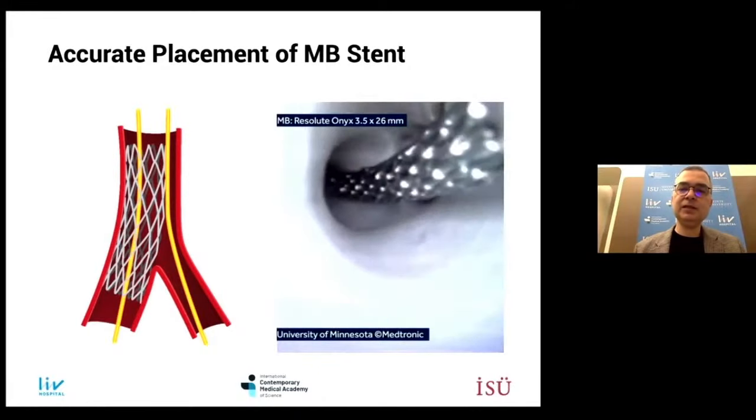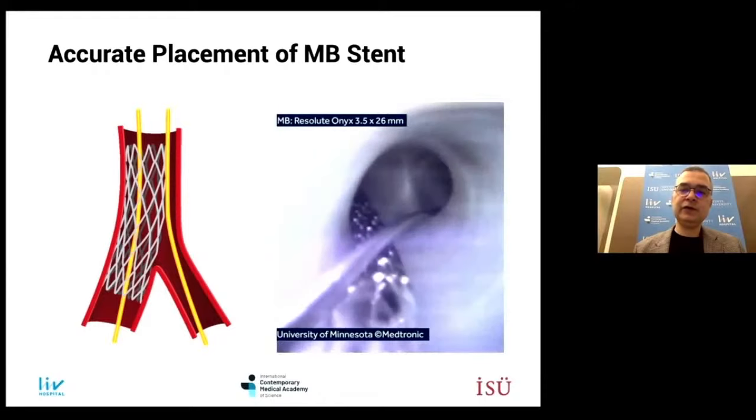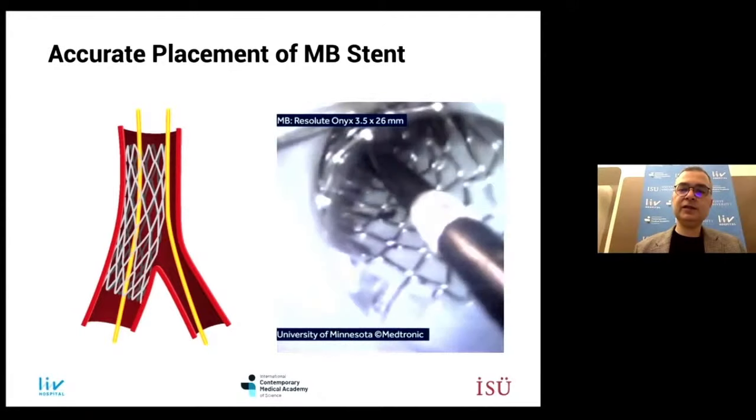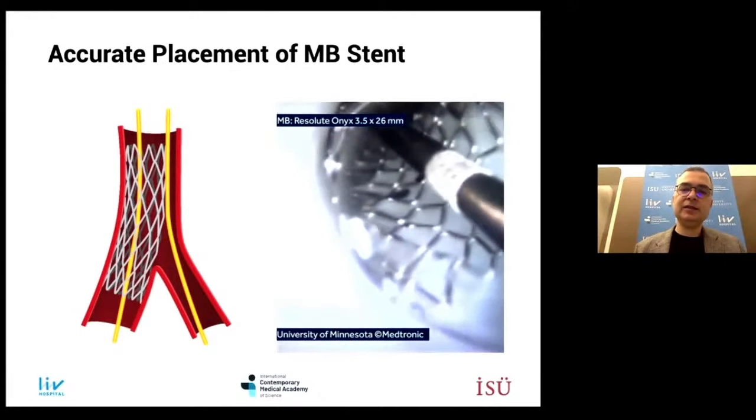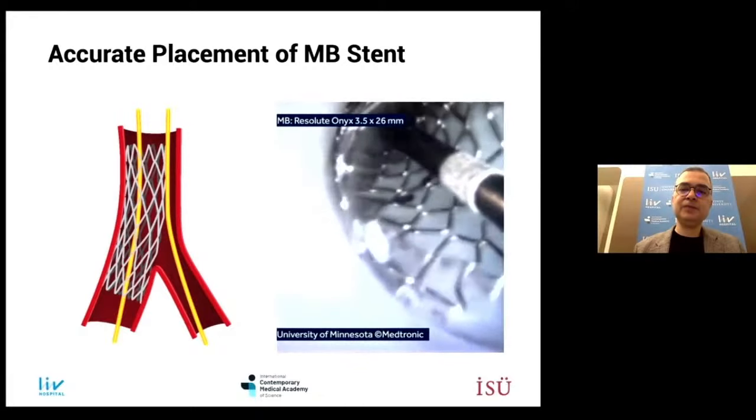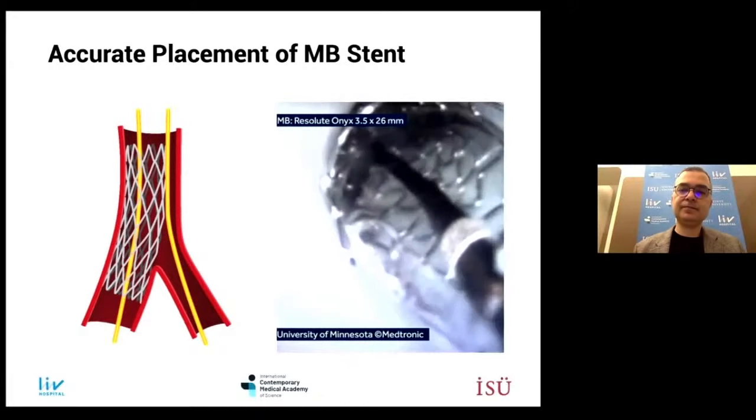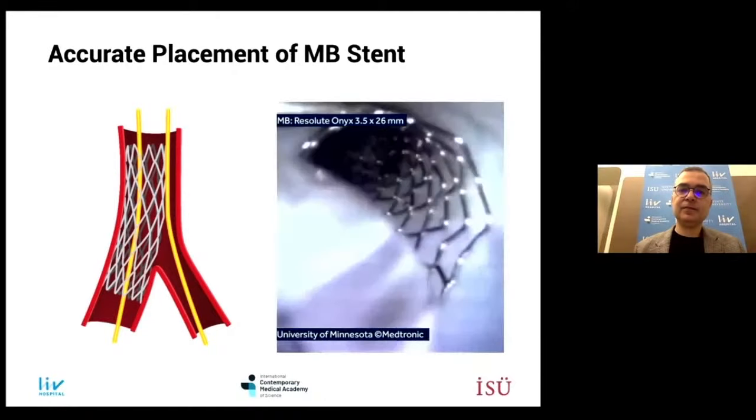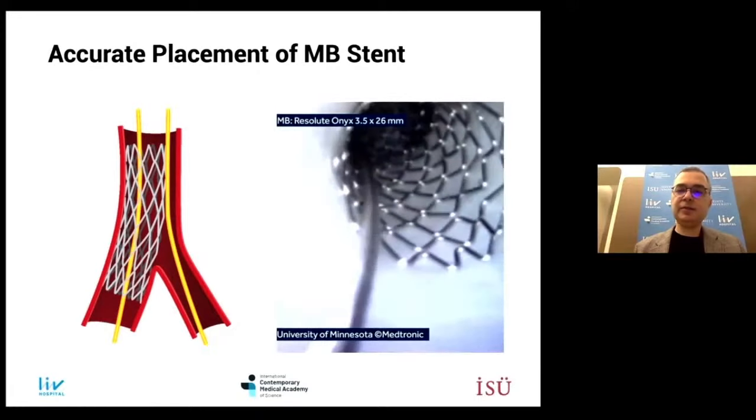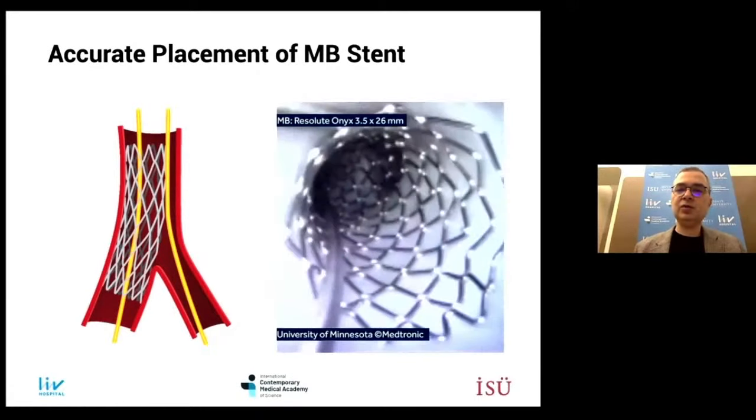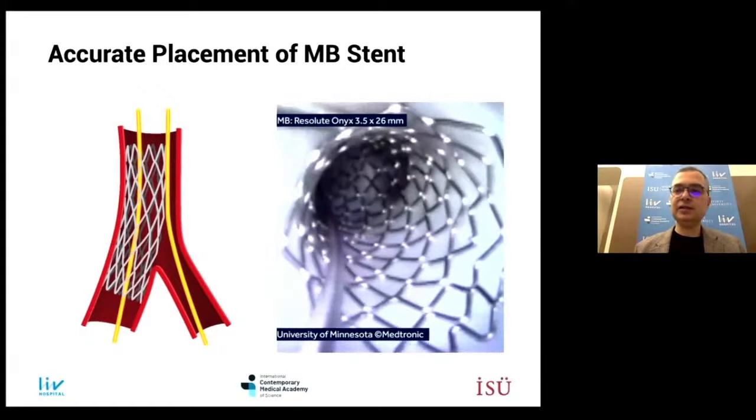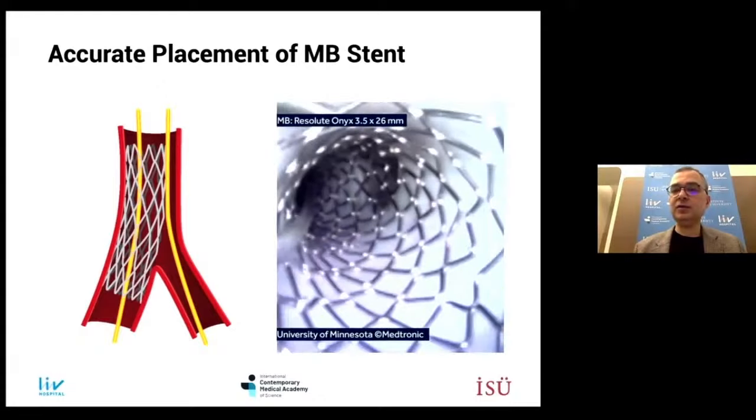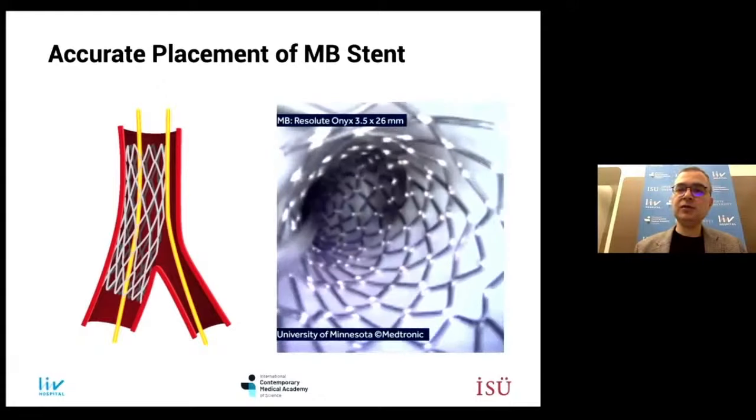In this case, there's a 3.5 to 26 Onyx Resolute stent, and the stent is inflated. As you see, the side branch stent is just under the stent. And as you see, there is still some gap in the proximal part, because you always choose the stent according to the distal reference diameter. So usually if the distal reference diameter is 3.5, the proximal will be around 3.8.